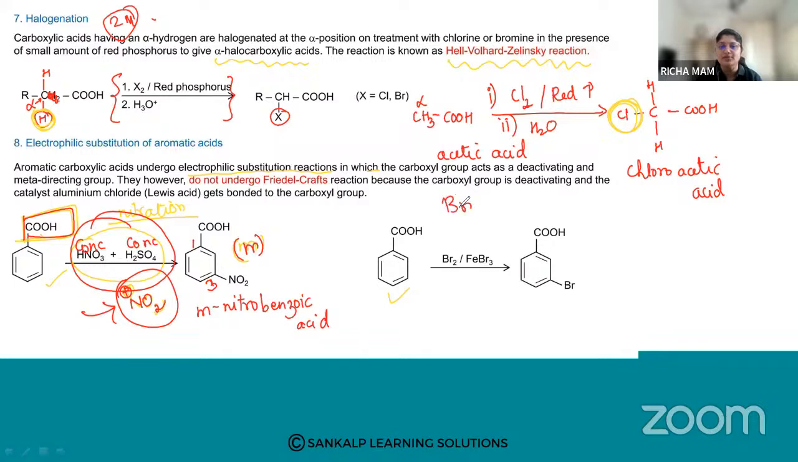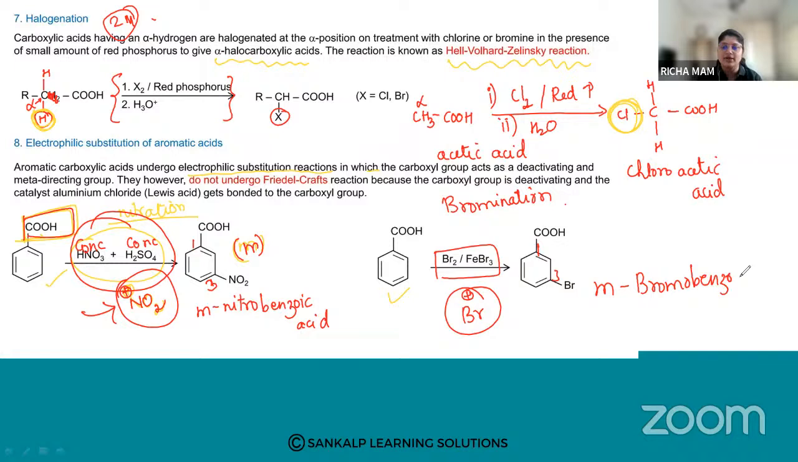Next we are going to see bromination. In bromination, what is the reagent used? Br2 in the presence of FeBr3. The electrophile generated is Br plus. So the incoming electrophile will be positioned at the meta position. So what is the name? It is metabromobenzoic acid. Got it?